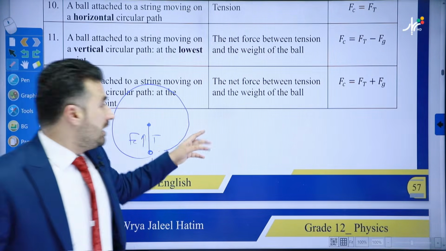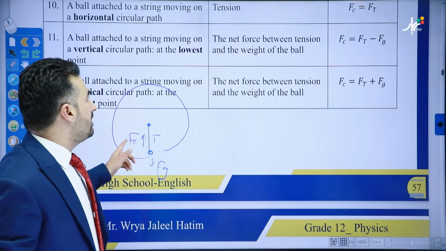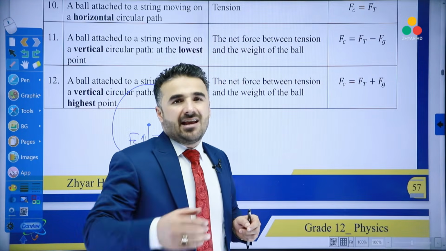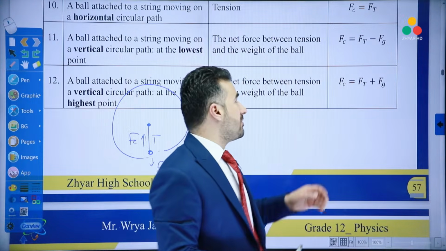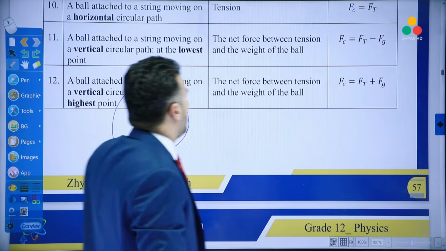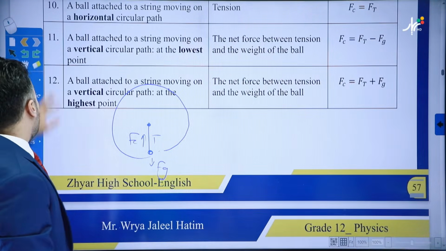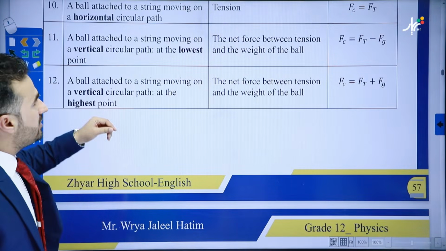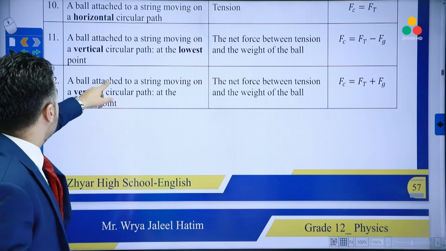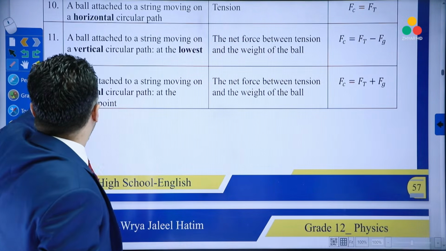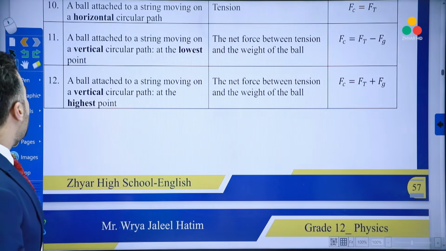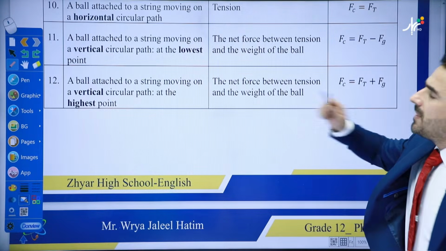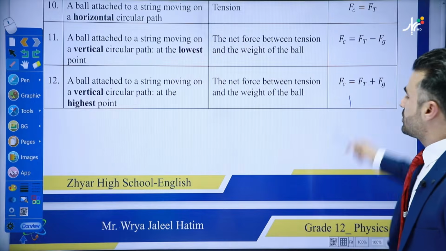In other words, you can say tension has to be big enough to counteract gravity and also provide enough force for the object to move in a circle. So it has to be as big as both of these two combined together. Now, for 12, a ball is attached to a string moving in a vertical circular path, and the other one was the lowest point, right? At the highest point, of course, centripetal force would be tension force plus gravitational force.